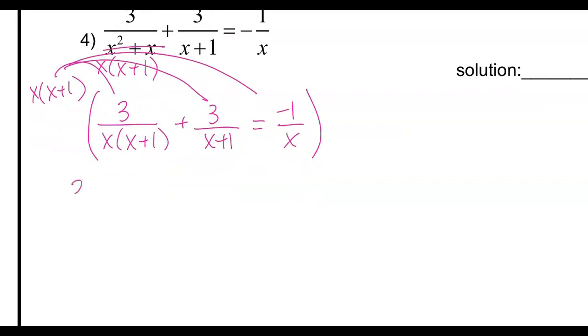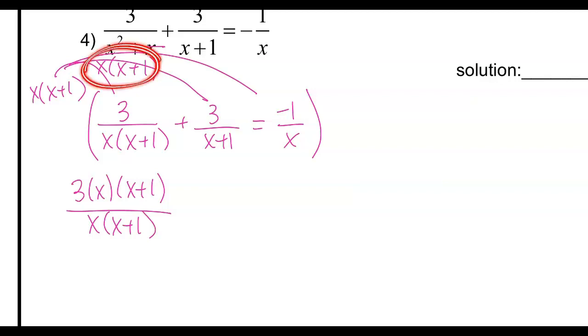In my numerator, I'm going to rewrite 3 for that first fraction times x plus 1 over x times x plus 1. Don't get it twisted, guys. I'm not changing the denominator that was already there. It was already x times x plus 1. I just recopied it from the original. That's all. For the next one, same thing.